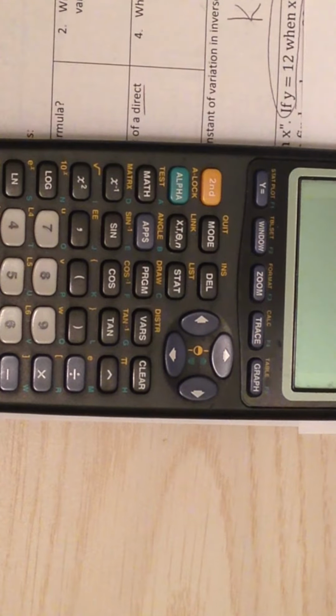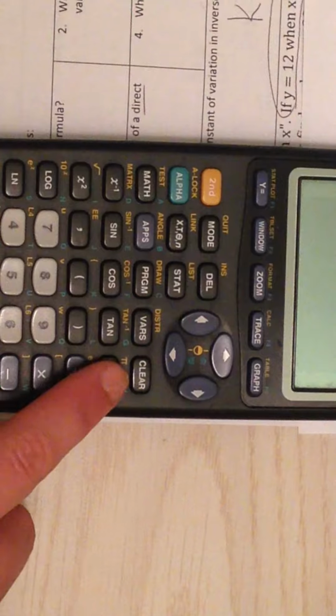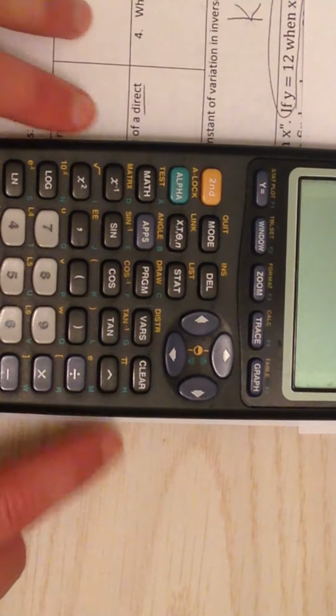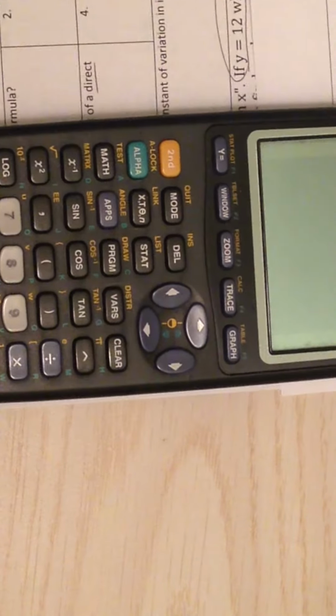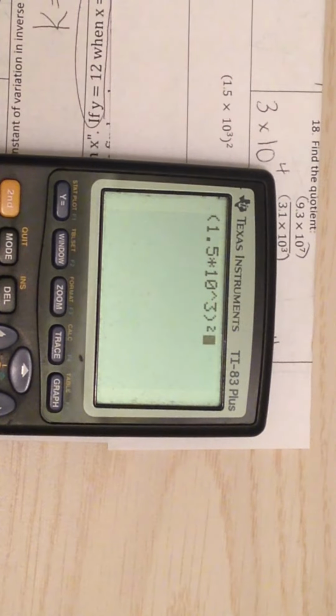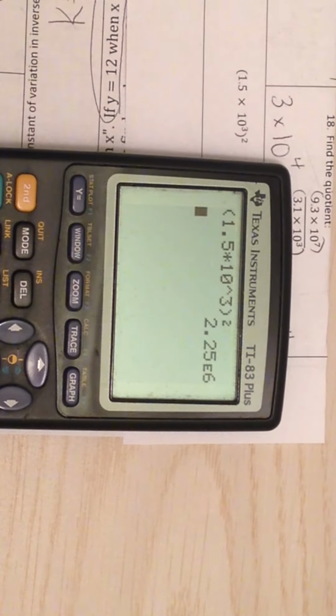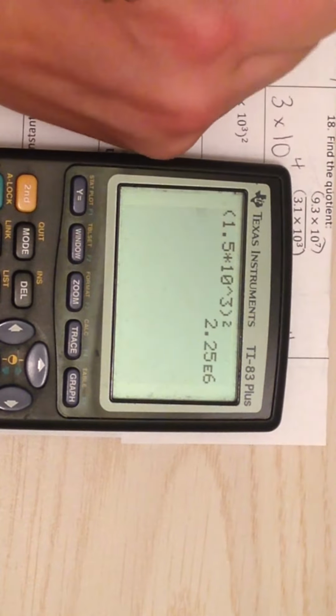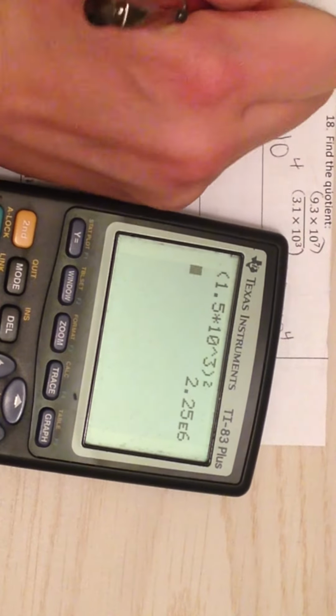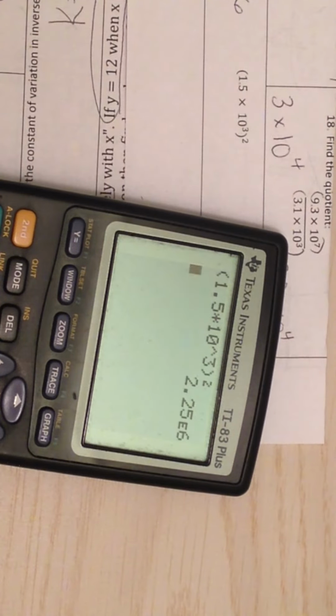So if it was to the 3rd or the 4th or the 5th, you need to use the caret key. But when you just want to square it, you've got this handy one right there. That just makes it look a little nicer up on the screen. But it's the same thing. So you hit enter, and there we go. 2.25 times 10 to the 6. And there we go. That's all we needed.